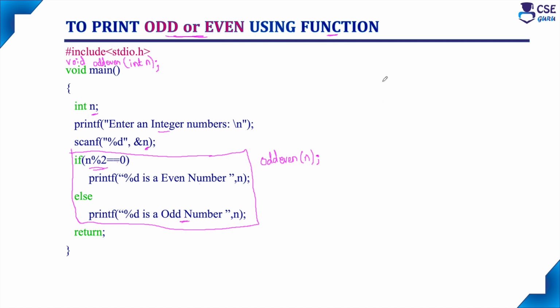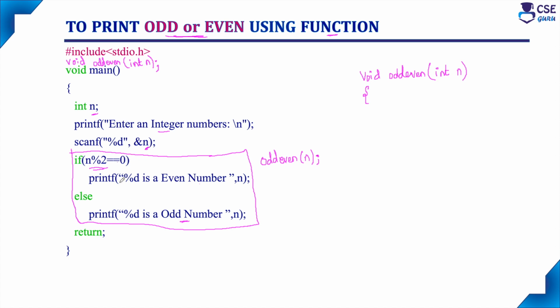In function definition, first part is function header. The function prototype and function header are similar in all respects except the semicolon. In function prototype, we need to add the semicolon. In function header, we should not add semicolon. So we will write this statement as it is: void odd even (int n). This is the parameter we are going to get from the main function. And here it should not end with a semicolon.